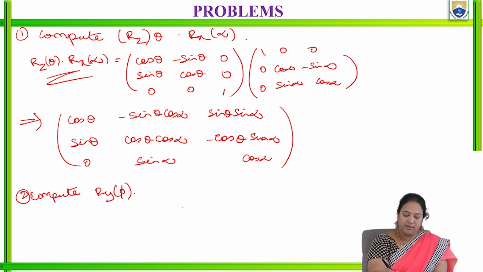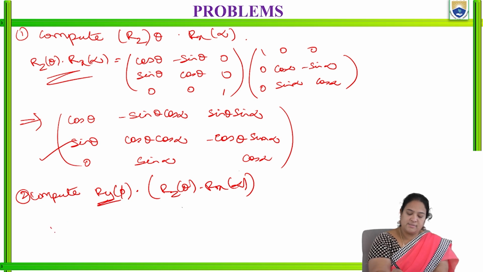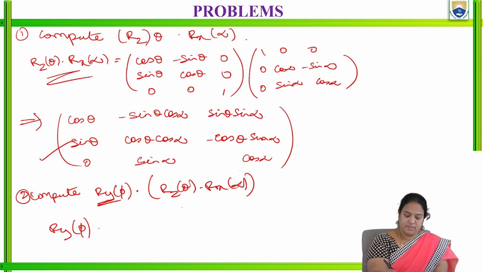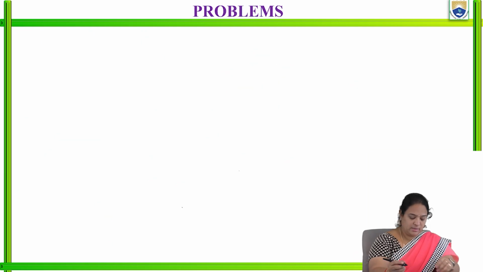Ry of pi with respect to Rz of theta into Rx of alpha. That is, with this we need to compute Ry. So what is Ry of pi into this particular equation, right? So what will we get here, right?